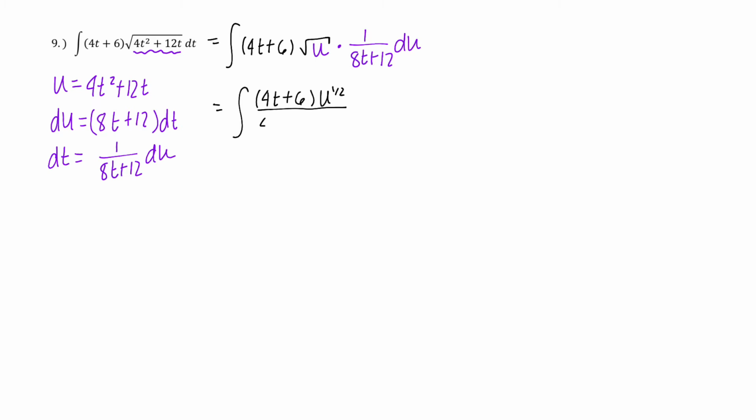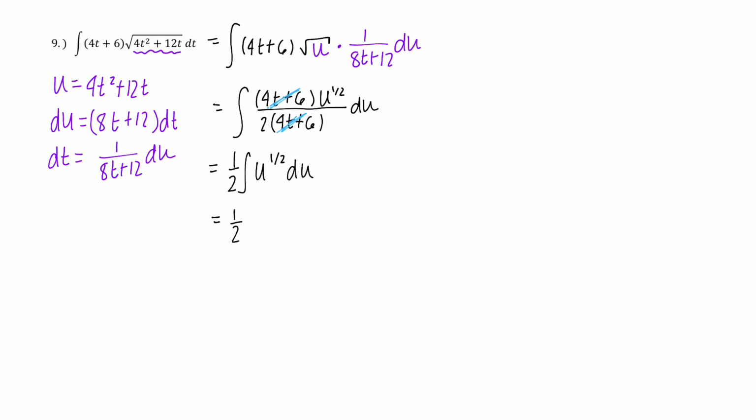Or not a 4, a 2. You can pull out a 4, but if you pull out a 4, it's not going to cancel, so you'll have to pull a 2 out. I'm just going to pull a 2 out, because then this will identically match. So 4t plus 6 du. I'm going to pull that 1/2 out front, and these 4t plus 6's will cancel. So I have u to the 1/2 du.